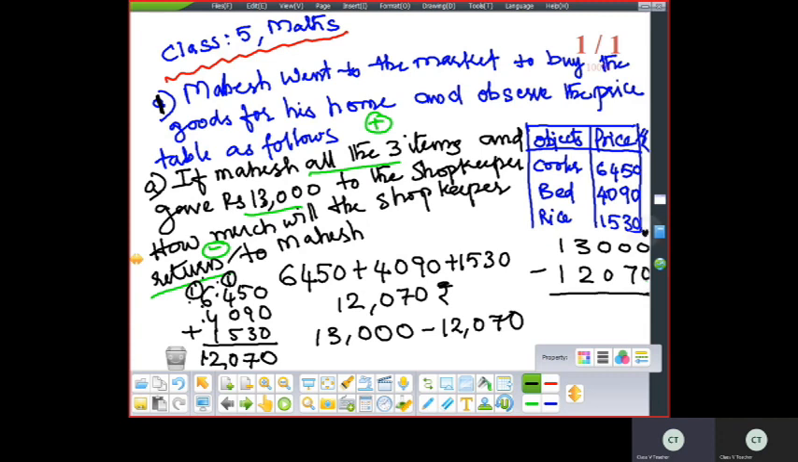So 1, 10, 100, 1,000, 10,000. So 0 minus 0 is 0. 0 minus 7 will not go, so 0 becomes 10 when you borrow it from here. So firstly it will become 10, 10 will become 9, then 3 will become 2. And children, now 10 minus 7 is 3.